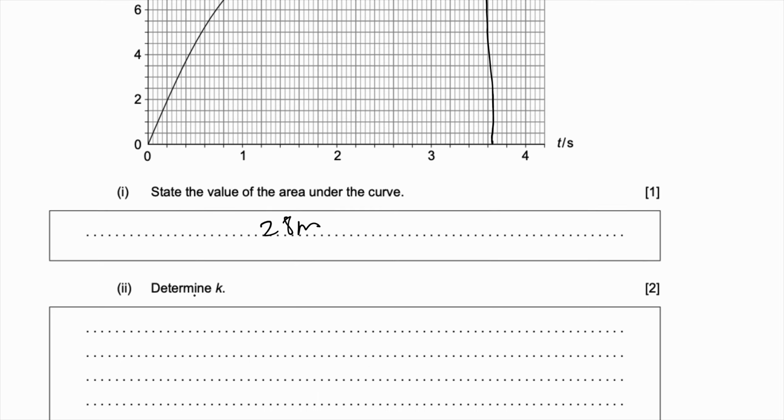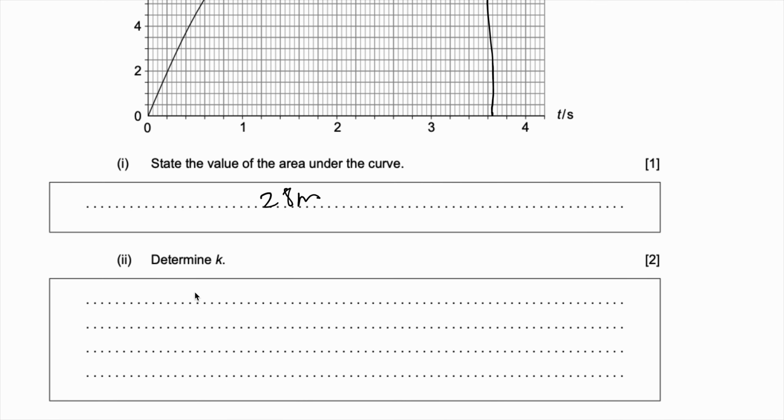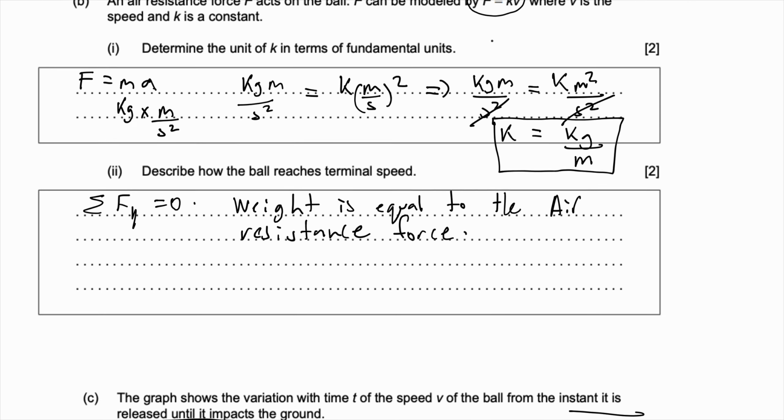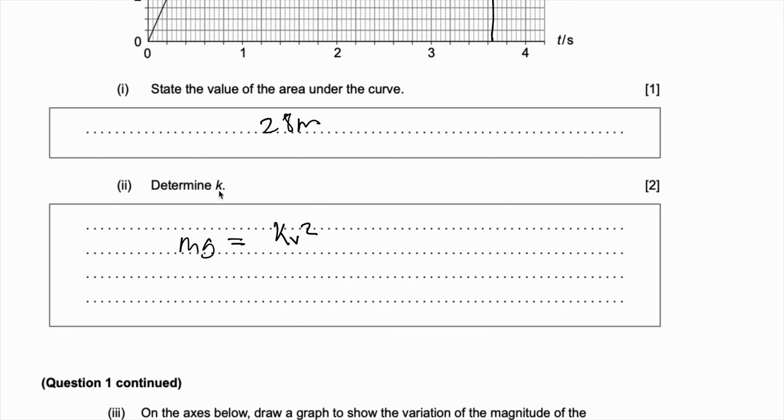Okay, so when did I say V equals terminal speed? The summation of y forces is equal to 0. So we'll be able to determine k if we equate mg, which is the weight, to the resistive force kv squared, which they gave us earlier. Kv squared is the resistive force, right there. So when this equation is true, the ball is currently at terminal speed. Its summation of y forces is equal to 0, and using this we can solve for k.